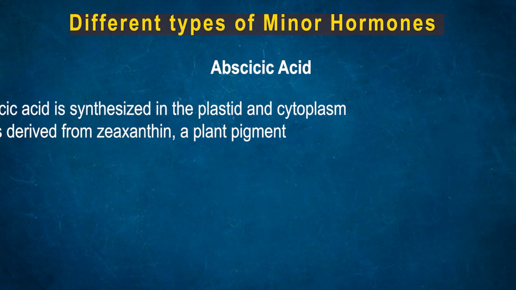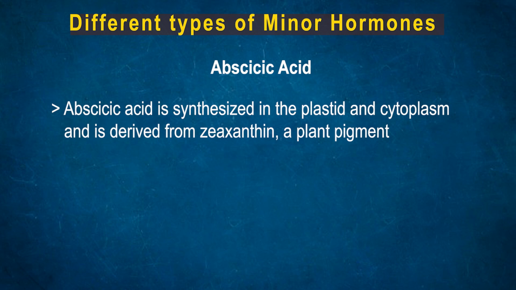Next one, different types of minor hormones. Though minor hormones, they are very important. The first one is abscisic acid. So how it is synthesized in plastid and cytoplasm and how it is derived from zeaxanthin, another pigment.